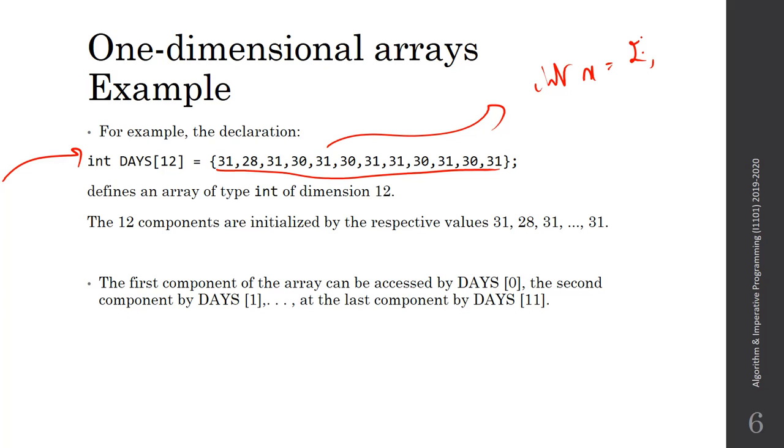In order to access each element of the array, here we have the array called days. The first element is days[0]. We use brackets, and the last one is days[11]. We always start from 0, and if the dimension is equal to 12, the last element is equal to dimension minus 1. You should pay attention to this.